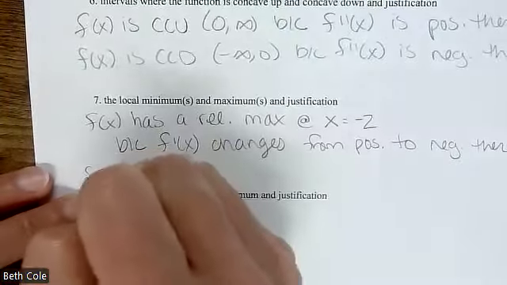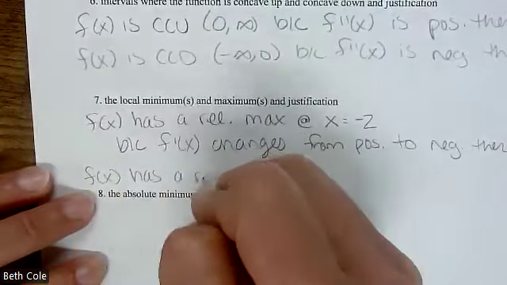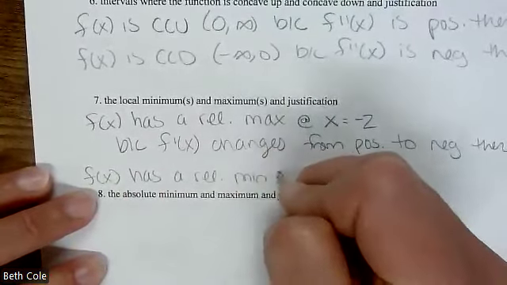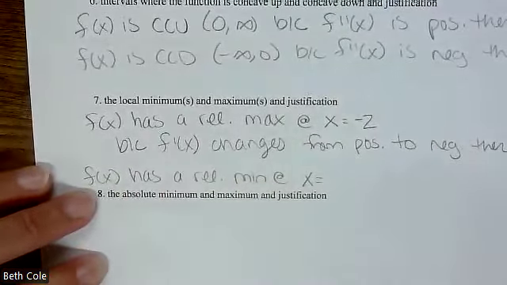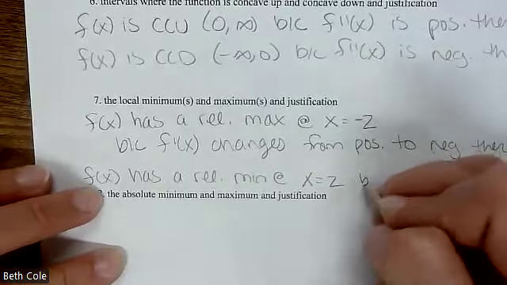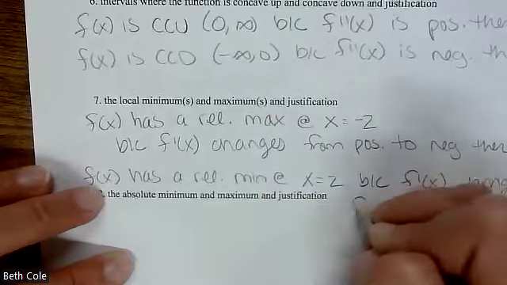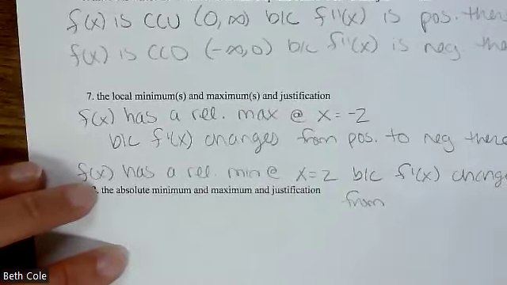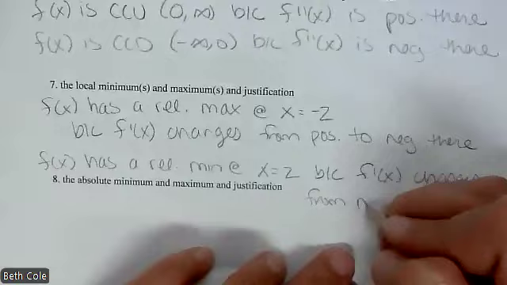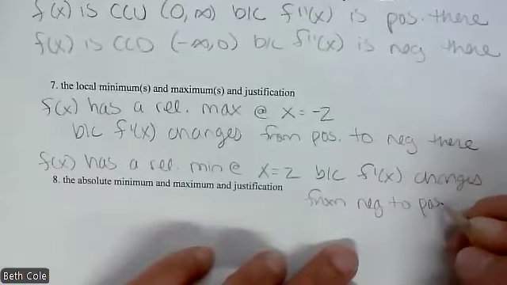And then I'm going to write the sibling statement. F of x has a relative minimum at x equals +2 because f prime changes from what to what? Negative to positive there.